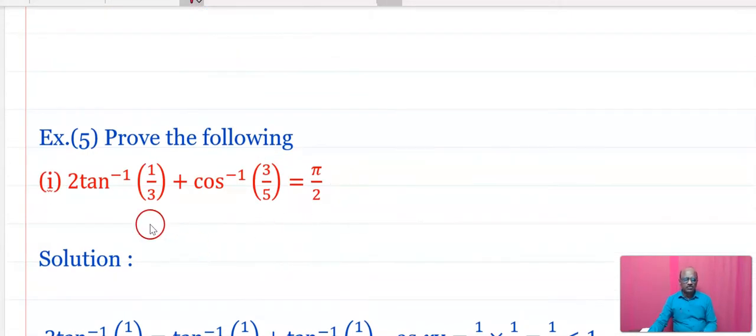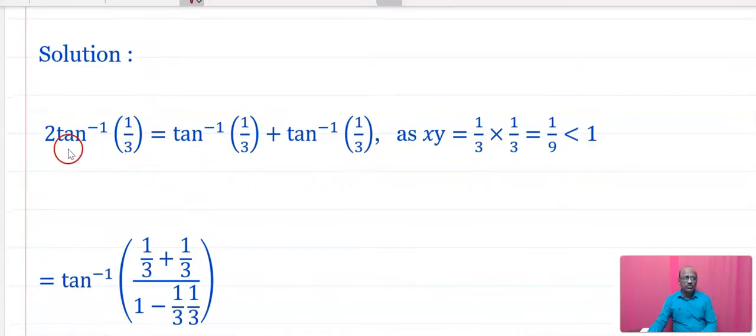Now next, prove the following. 2 times tan inverse of 1 by 3 plus cos inverse of 3 by 5 is equal to pi by 2. Now 2 times tan inverse of 1 by 3 is equal to tan inverse of 1 by 3 plus tan inverse of 1 by 3. Here these are x and y. What is the product of x and y? That is 1 by 3 into 1 by 3, that is 1 by 9, which is less than 1.